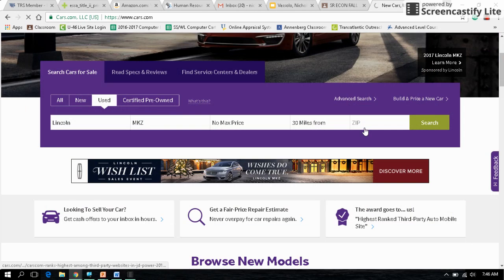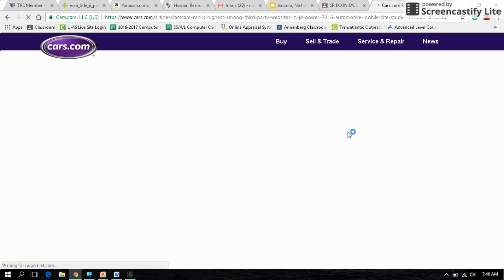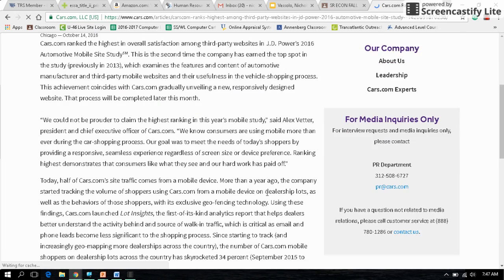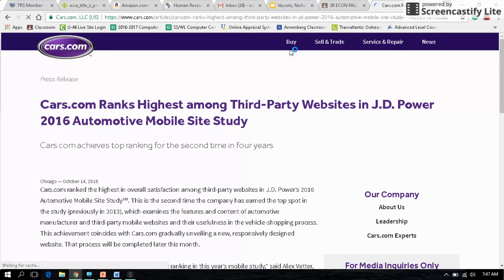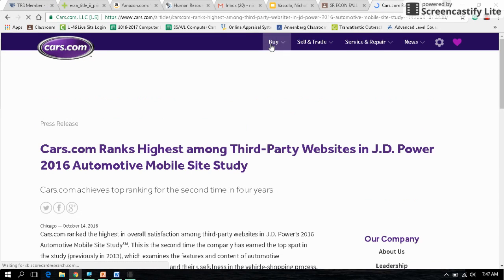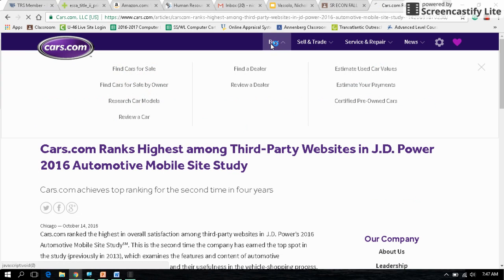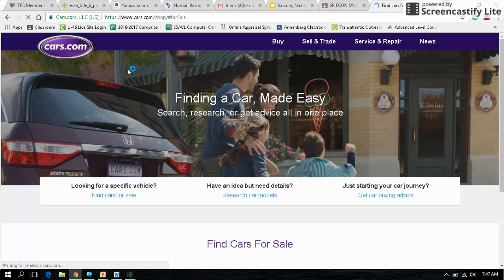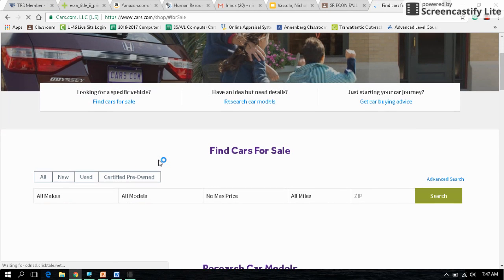Make sure that the car is within distance that you can go get it. I know a lot of you have found cars that you like, but they happen to be in New Jersey. It's very difficult to go and get a car or have it shipped there. So make sure that the car is local, within 30 miles, I would say, is pretty good.